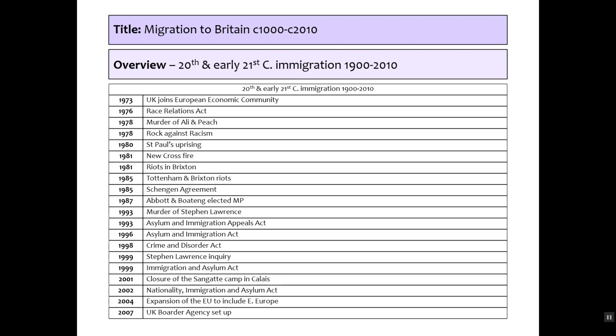From 1973 onwards, again, we've got increases in the murder of Ali and Peach. We've got race relations again. We've got riots in Brixton and Tottenham, and then we've got the creation of the Schengen Agreement. We've got the increase of the European Union, and we've got the Stephen Lawrence inquiry.